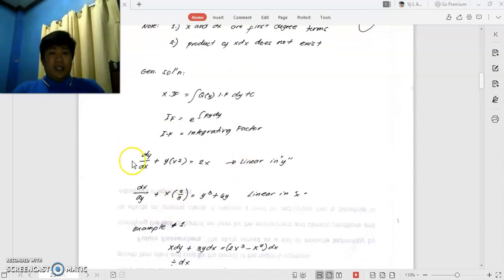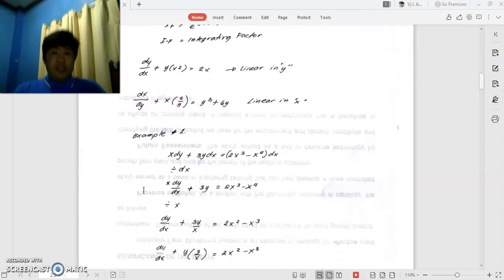Here is an example. If you have a form like this, because the numerator is dy and the denominator is dx, and we see here that this is really the standard form of the linear differential equation, we have y here, we have our P of x and Q of x, so we could say that this is linear in y. The other one is dx over dy plus x, 2 over y, and on the other side it is all y. Therefore, this is linear in x. So let's try the first example.